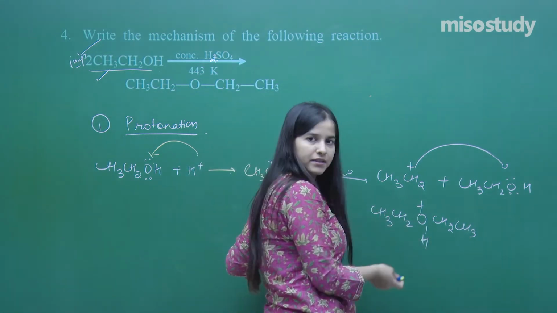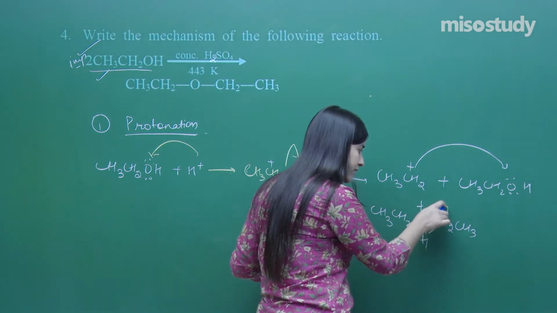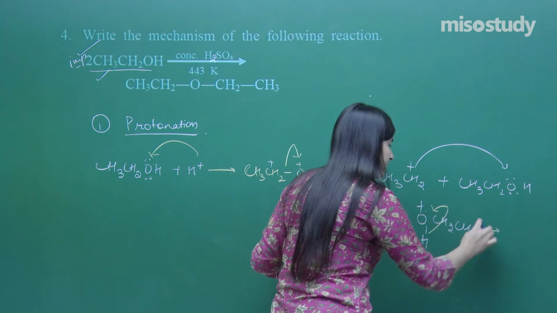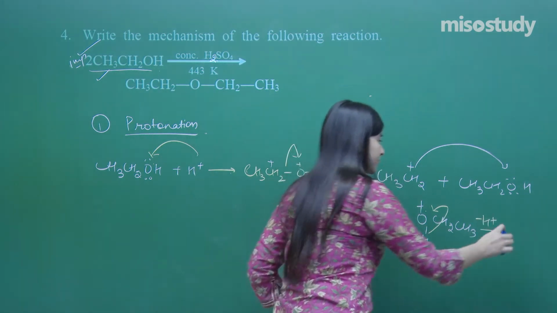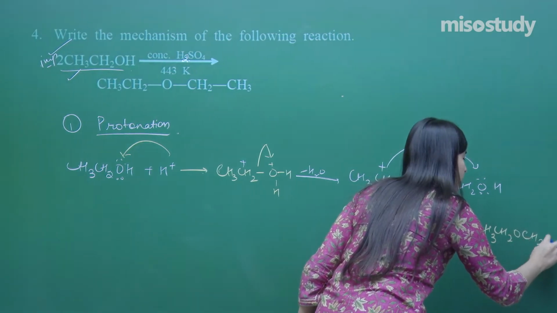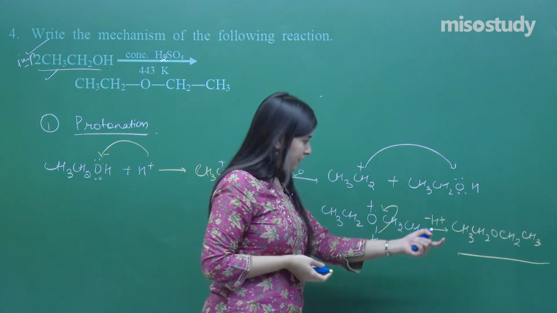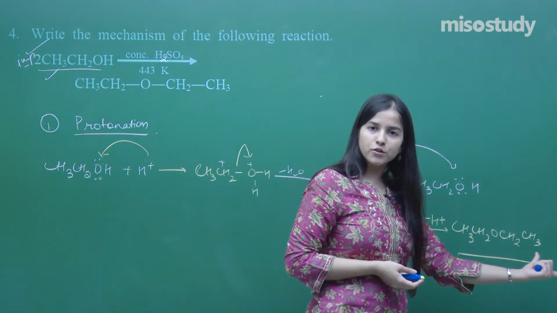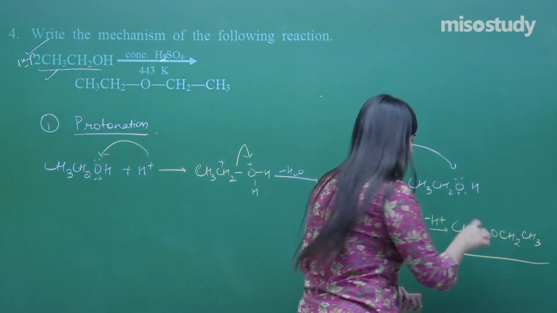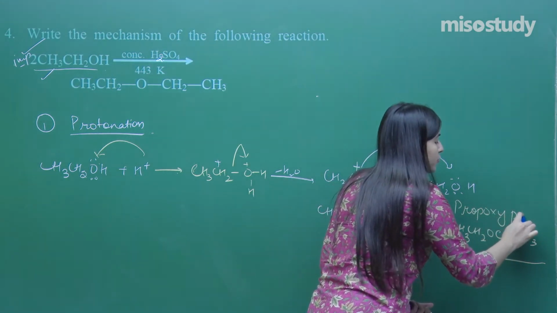Now what will happen? Simply this oxygen will try to neutralize, try to stabilize, taking these electrons to it, and this hydrogen will go off. I get my ether, right? And what is the name for this ether? Propoxypropane, yes? There is no bigger or smaller group, both of them are identical. Propoxypropane, clear?